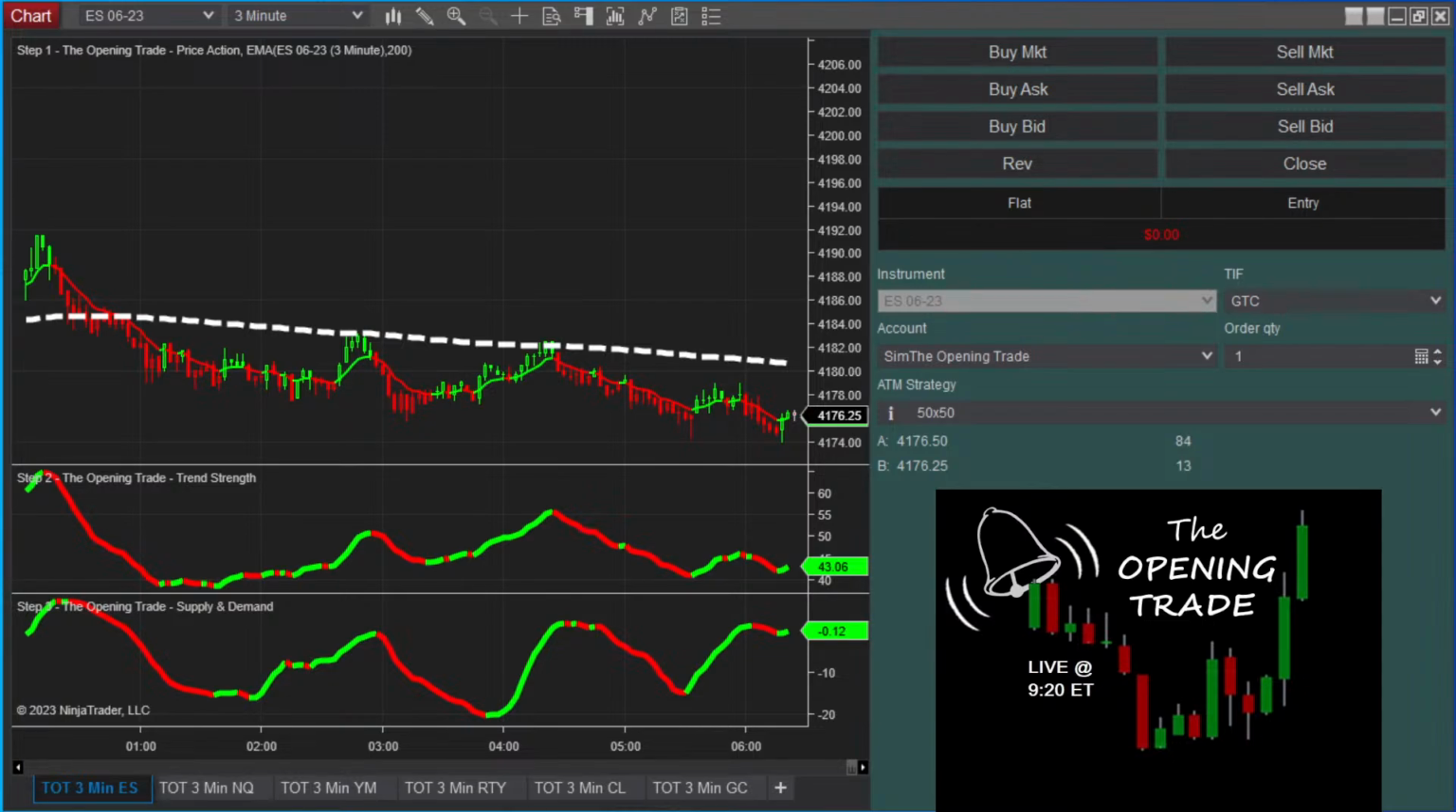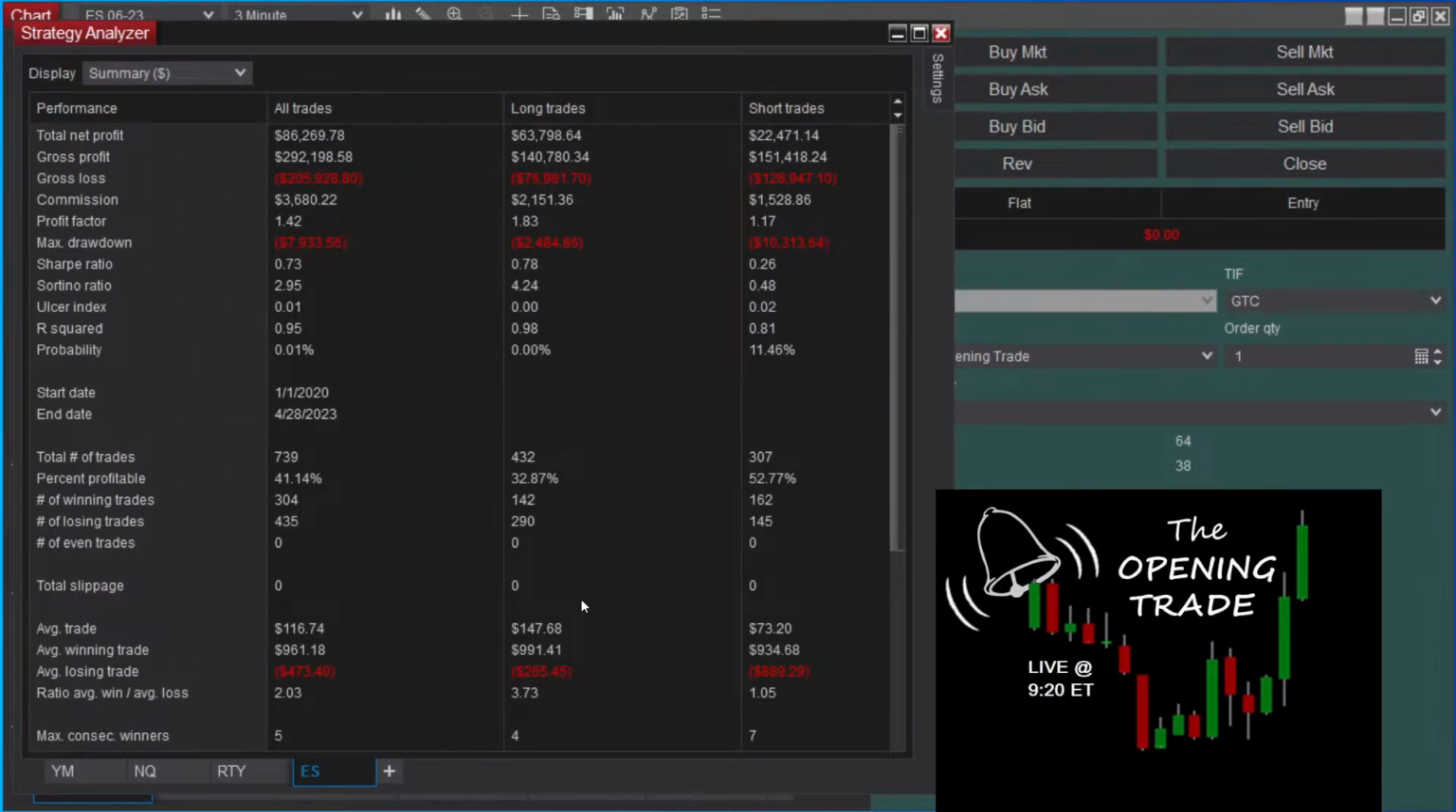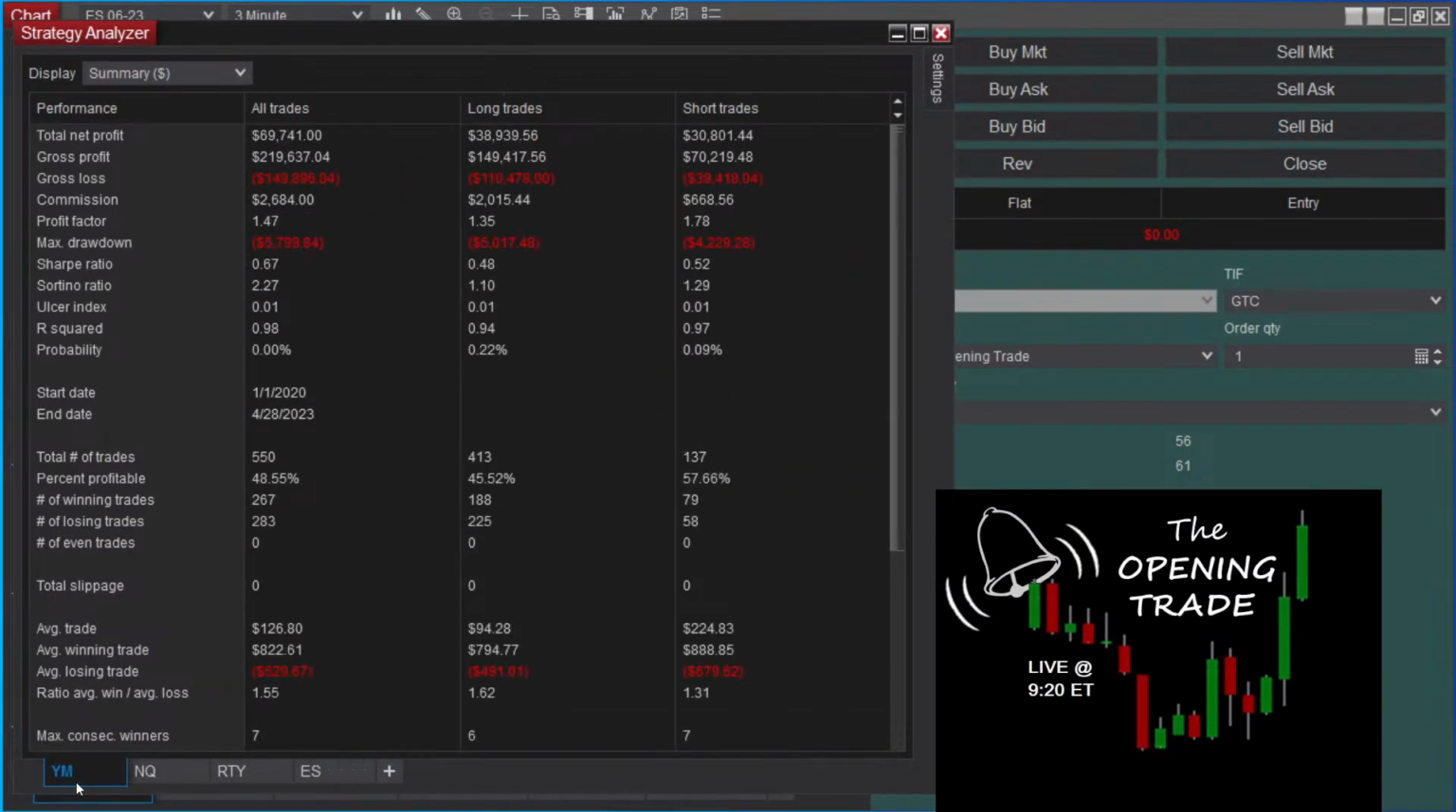Okay, so today is May 2nd. Let's take a look at the strategy backtest. If you're able to, you can do a long backtest. So here's the start and end date, the max drawdown, the gross loss, and the total net profit.